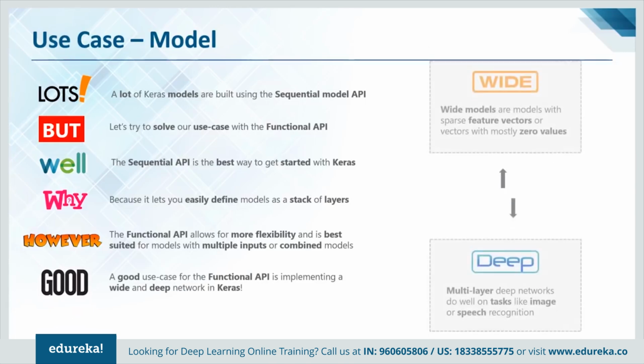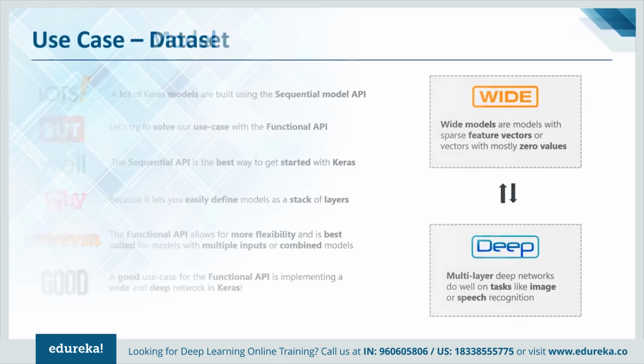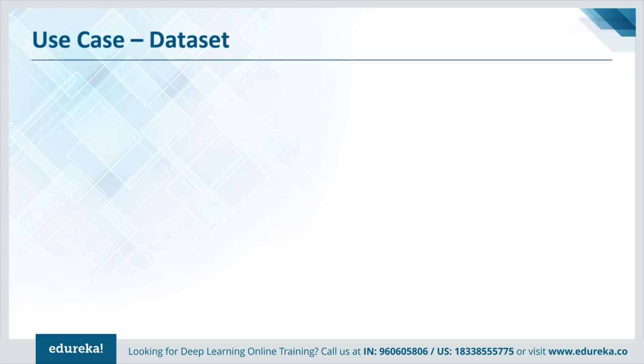So we need to know a little bit about wide and deep models, guys. Well, wide models are models with sparse feature vectors. What I mean by sparse feature vectors is that they consist of mostly zeros and a little bit of ones. And deep networks are networks which do really well on tasks like speech and image recognition. So now that that's sorted, we need to take a look at the dataset.